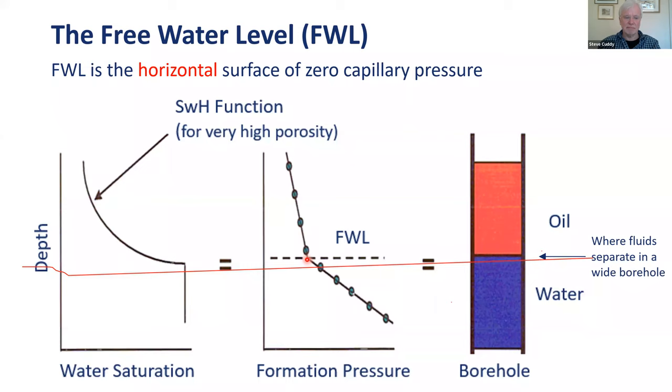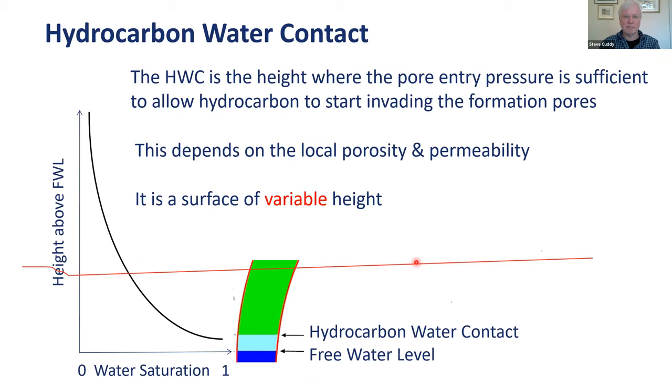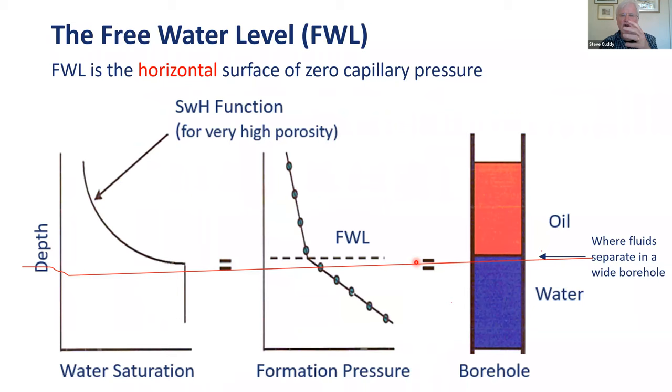Also, for reservoir modeling, we need to know the free water level because it's at the end of the transition zone, as I'll explain later. So the logs, the core, the pressures should all be consistent. Now, the free water level is a horizontal surface of zero capillary pressure.